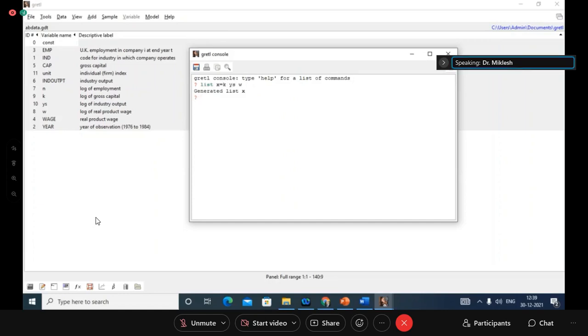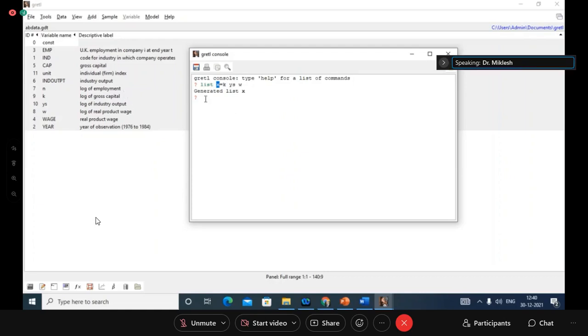The meaning is I have saved this K, Y, S, and W. K means log of gross capital, then log of industry output, and log of real product wage. Right. So K, Y, S, W are my independent variables. That's why I have captured these independent variables in the name of X. If I write X, all independent variables will be automatically returned. So it will be easier for my further analysis, right? N is my dependent variable, which is log of employment.